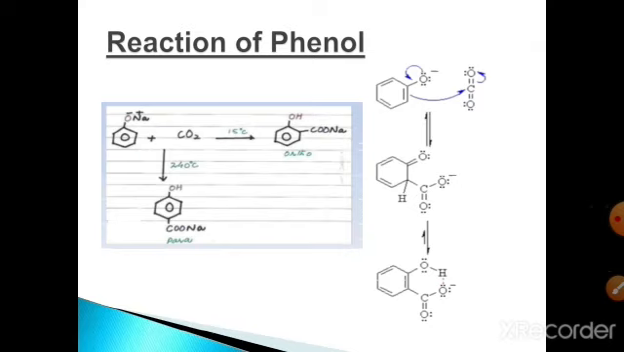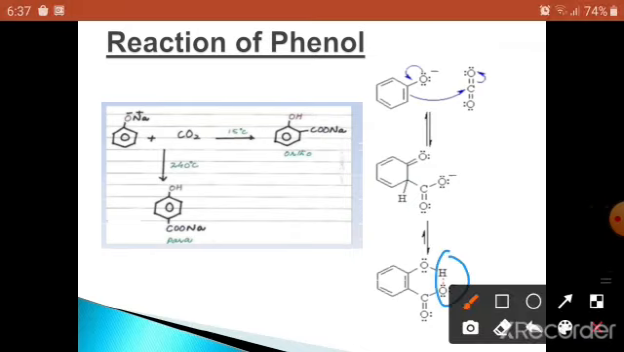And in the ortho isomer, there is also hydrogen bonding that takes place between the hydrogen of OH and the oxygen of C double bond O negative. This is known as intramolecular hydrogen bonding, and due to the presence of this intramolecular hydrogen bonding, the ortho isomer is a major product in this reaction.